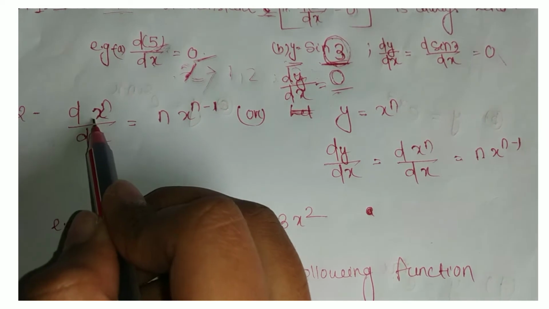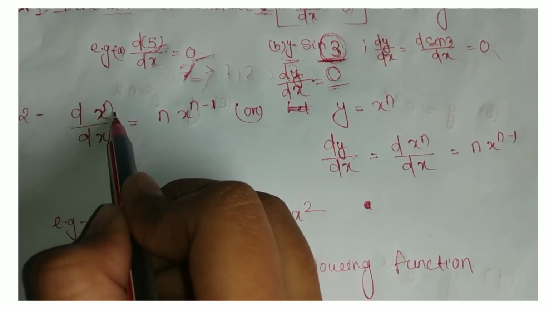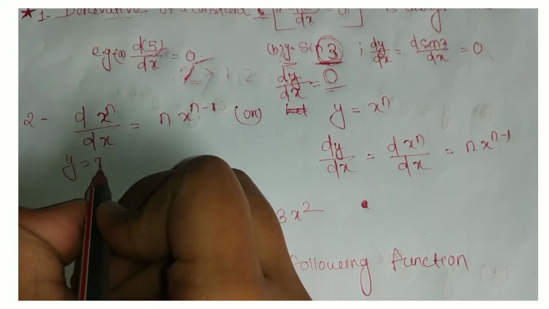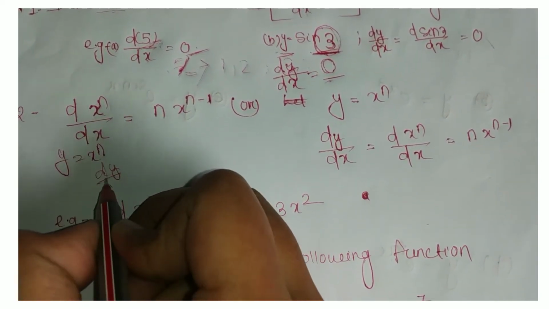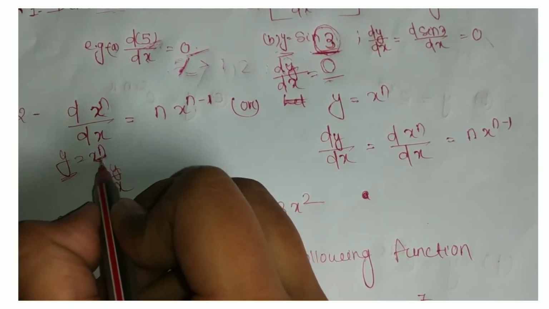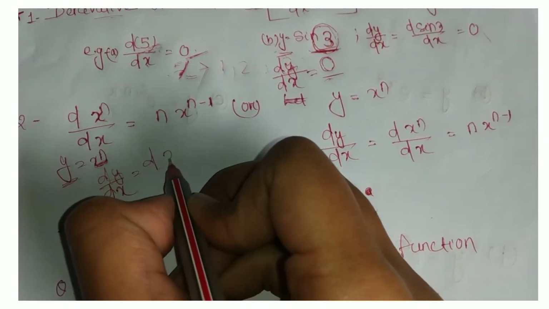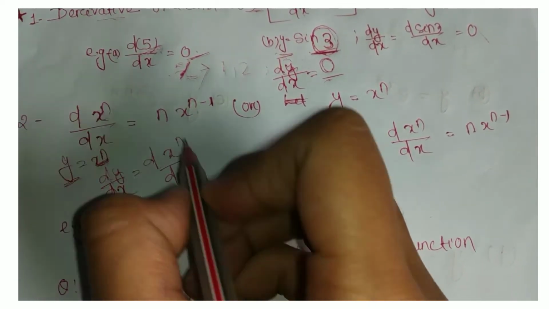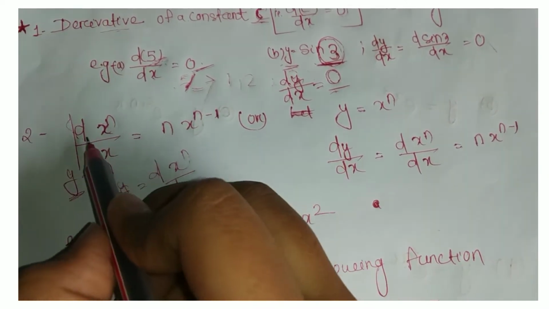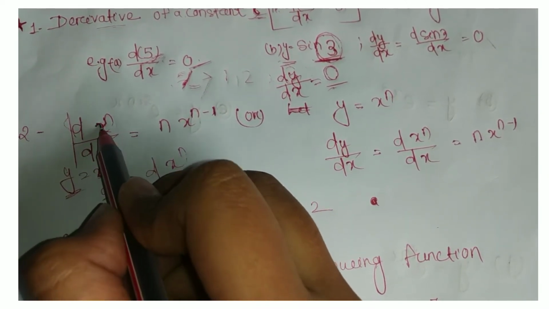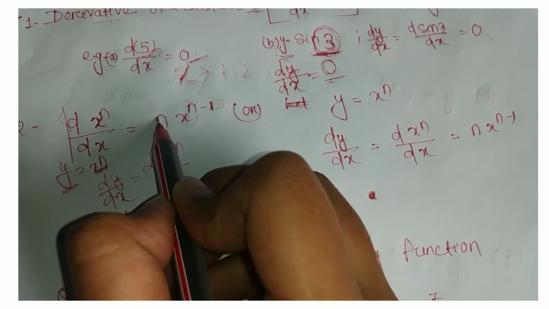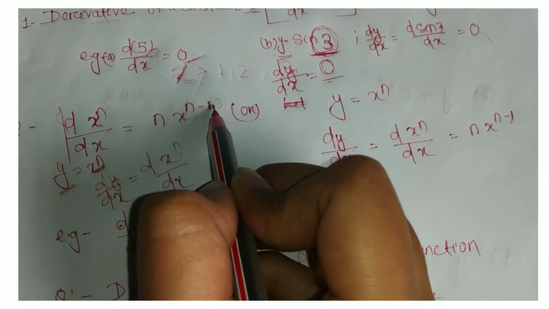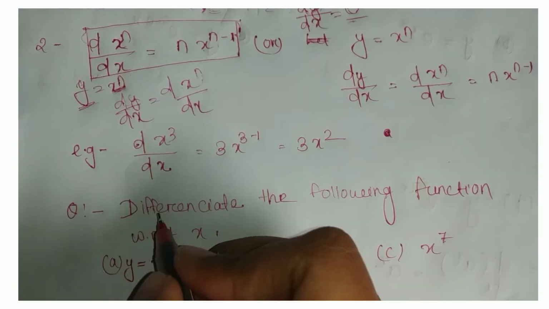Next, derivative of x to the power n. Here y is equal to x to the power n. Here y is a function of x, so dy by dx is d of x to the power n by dx. Here the formula is: derivative of x to the power n with respect to x is equal to n into x to the power n minus 1. This is the formula.